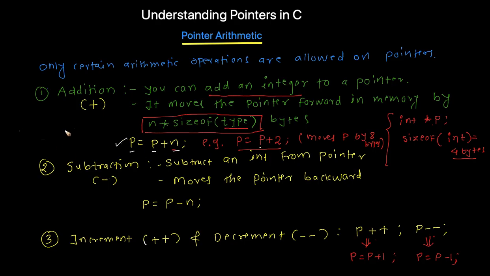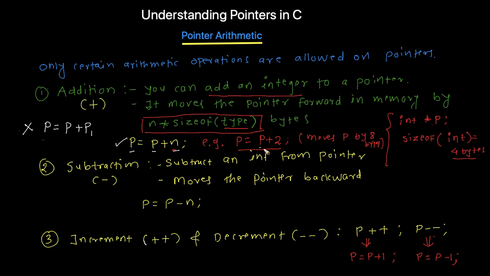But what is not allowed? Let's say we are saying p is equal to p plus p1, where p is a pointer and p1 is a pointer. We cannot add two pointers. That is not allowed. That is invalid. Now this is valid.